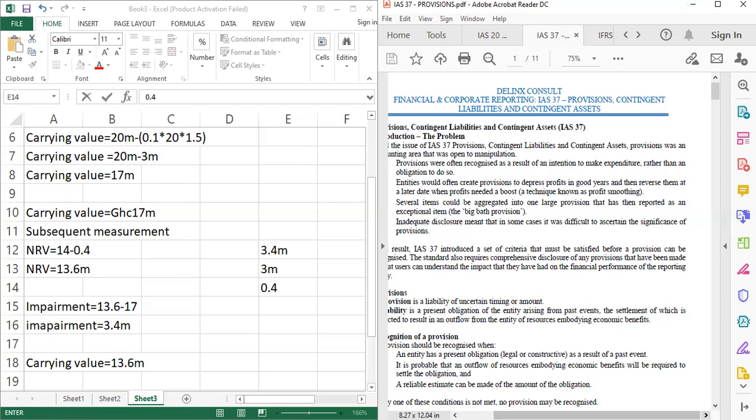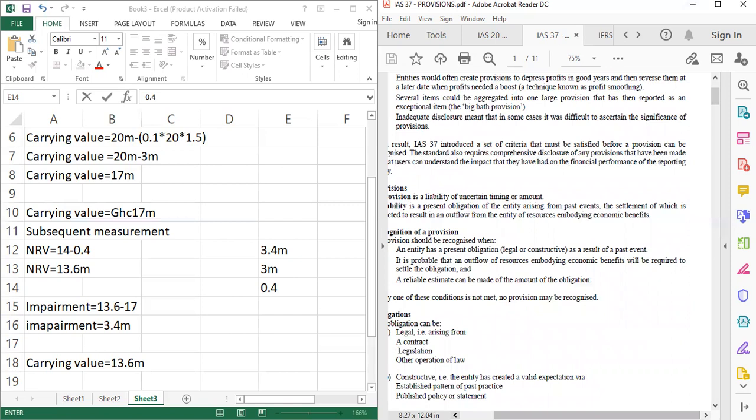You should prove why you are making this provision. And you should also prove that you are probably going to pay an amount to settle that particular provision. A reliable estimate can be made of the amount of the obligation. You can tell us that, okay, you are going to pay 10,000 for this. Not that, oh, I don't know how much we are going to pay. Since you don't know how much you are going to pay, don't make any provision because you don't know the amount involved. All right.